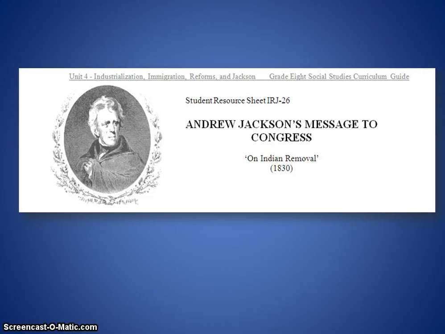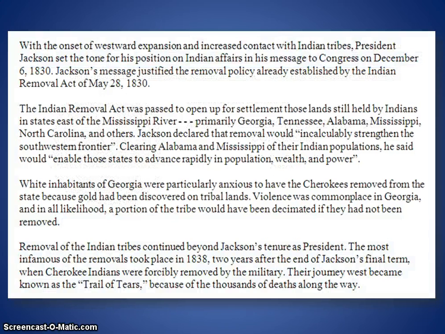Andrew Jackson's message to Congress on Indian removal, 1830. With the onset of westward expansion and increased contact with Indian tribes, President Jackson set the tone for his position on Indian affairs in his message to Congress on December 6, 1830. Jackson's message justified the removal policy already established by the Indian Removal Act of May 28, 1830.